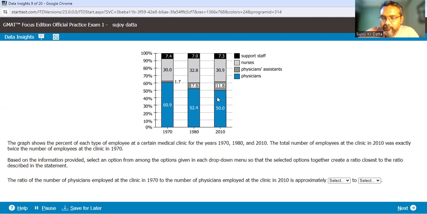All right. So we have 11 more. Okay. The graph shows the percent of each type of employee in a certain medical clinic. Okay. 70, 80, and 10. The total number of employees in the clinic in 2000 was exactly twice that in 1970. All right, so for 1970, if it were 100 people, then here you have 200 people. Based on this, select an option in each column so that the selected options together create a ratio closest to the ratio described in the statement.